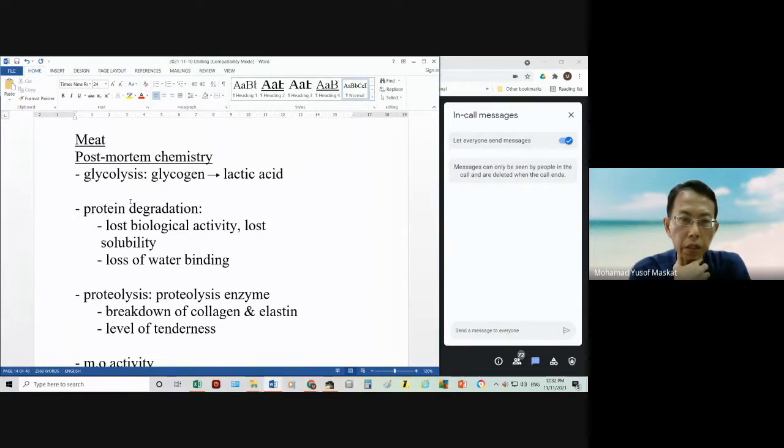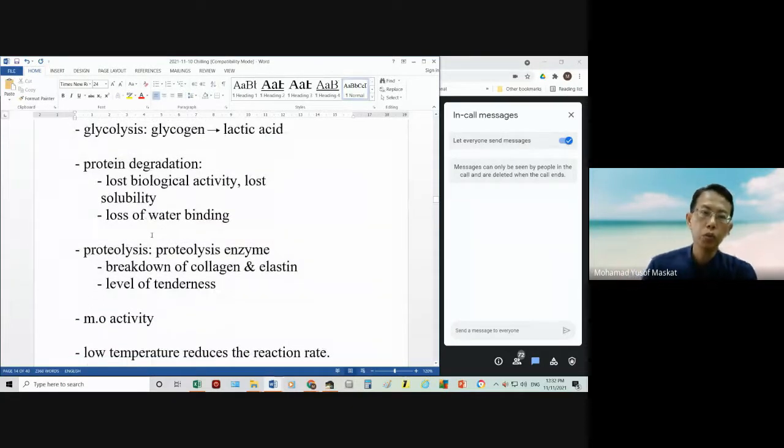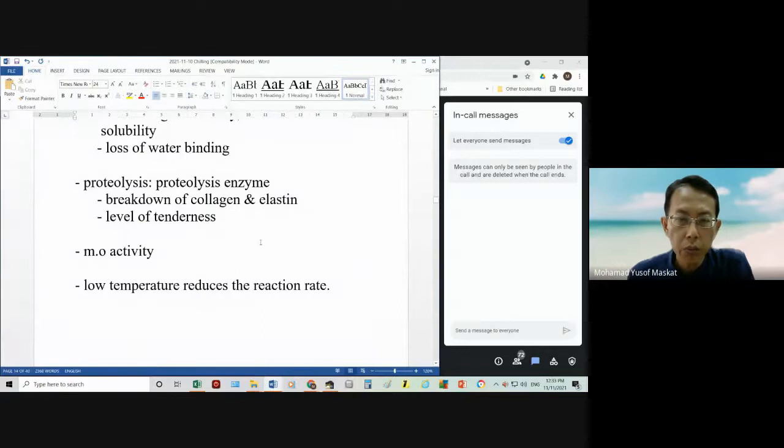And then because there is no more homeostasis, the protein will undergo degradation, meaning that it will lose biological activity and also solubility, meaning that the structure has changed. And also loss of water binding. Loss of water binding is also important because when there is water, the meat will become juicier and more tender. And then what will also occur is proteolysis. Proteo means protein, lysis means breakdown, cutting.